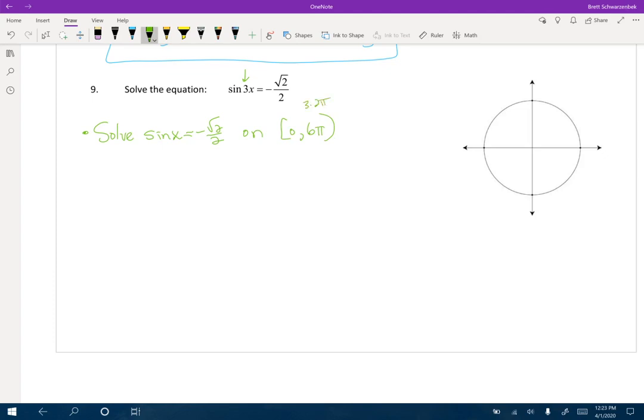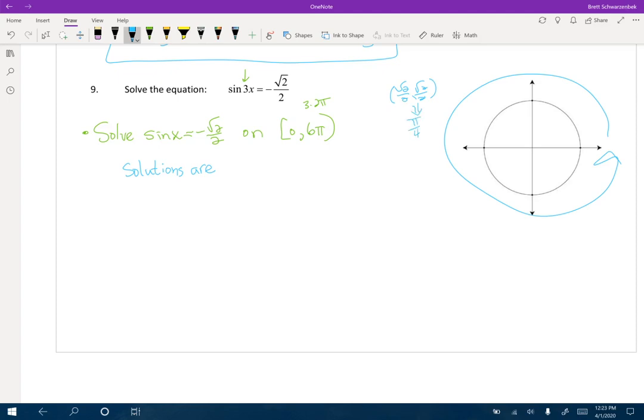So solutions, actually, let's just put a different color. So solutions are, and there's going to be a lot of them. So let's start with the ones we know, going just one way around. So we are dealing with a y coordinate of root 2 over 2, which means our x is root 2 over 2 as well, which occurs at pi over 4.